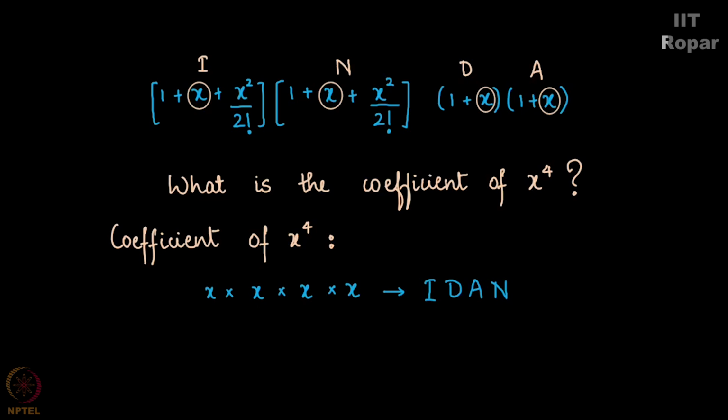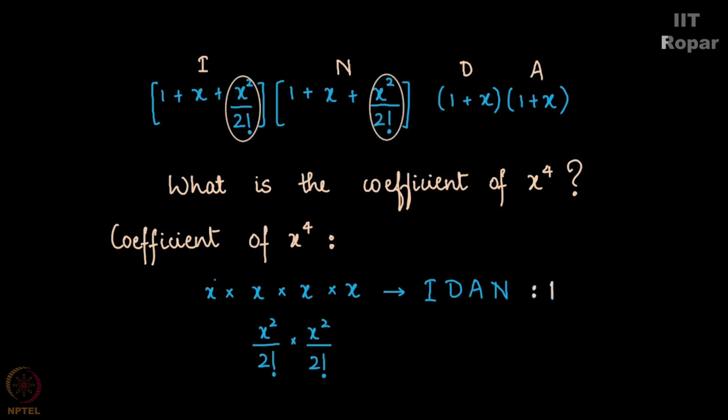And if you look at the coefficient of x to the 4, it will be simply 1. So for INDIAN, it will be 1. Let's say I pick x square by 2 factorial from the first I's house, x square by 2 factorial from the second I's house. That corresponds to you picking I because you're picking x square by 2 factorial.